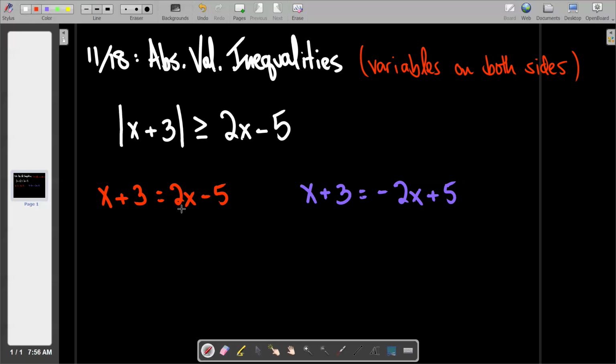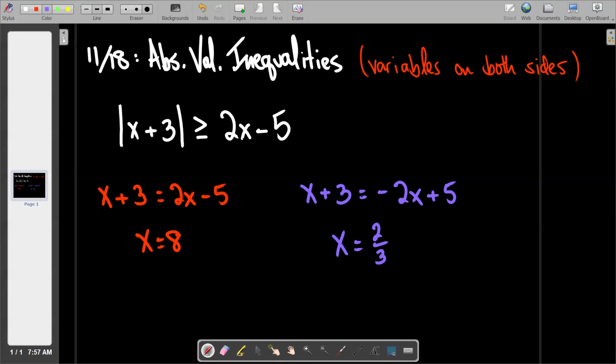So for the equation on the left, we're going to wind up with x equals 8. And you can work through that at your own pace to agree or disagree with that. And then this one, we're going to wind up with x equals, what's that going to be? 2/3. So on the red one, I subtracted the x to the right and then added 5 to get 8. And then on the purple one, I added the 2x to the left and then subtracted the 3 and then divided by 3. So that's how those came to exist.